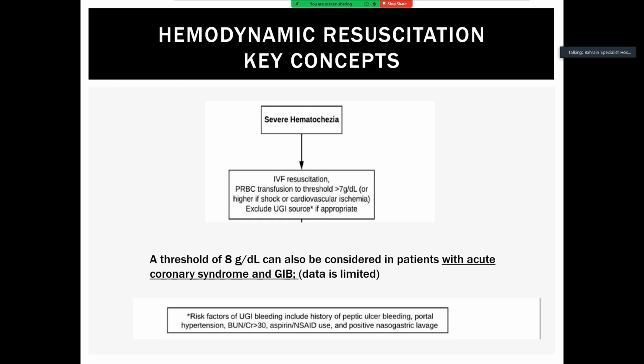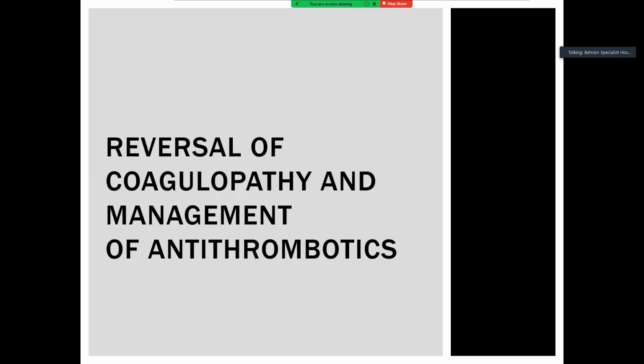But the important aspect we need to rule out is the source of upper GI bleed, and we need to decide whether we need to do an upper GI endoscopy in this patient. The patients who have higher predictors of upper GI bleed will have a history of peptic ulcer disease, portal hypertension, BUN to creatinine ratio more than 30, taking aspirin or NSAIDs, and presence of positive NG lavage. Although NG lavage is not recommended, if it's done and there is bleeding in it, we need to go for an upper GI endoscopy in these patients.